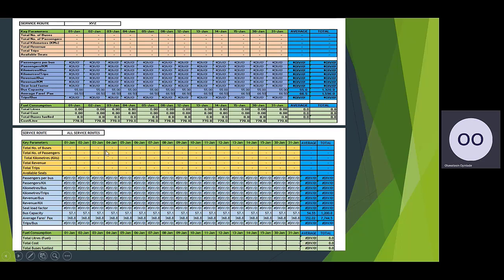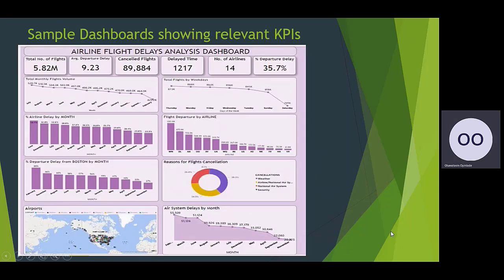So I said these are all service routes. There's a formula that you can link all your service routes together. Just link them so that as you are entering individual service routes, this one looks like the consolidated sheet. That's why I call it all service route, the combined sheet where all the information will come into. So it's so direct. So we look at a simple dashboard.